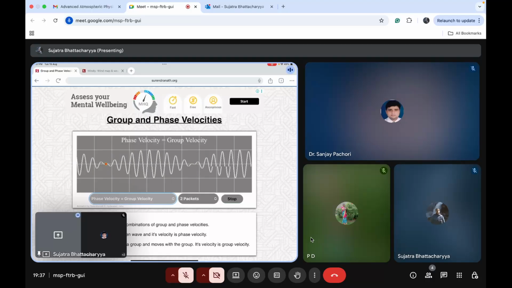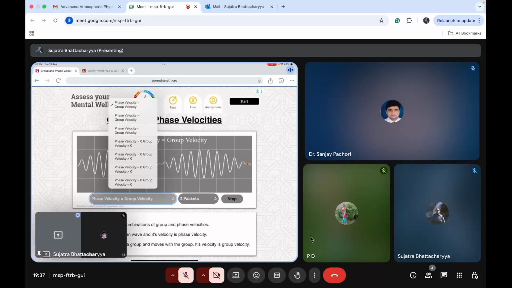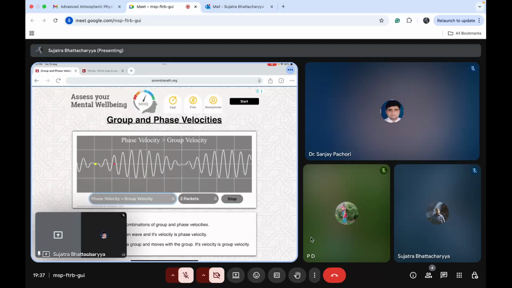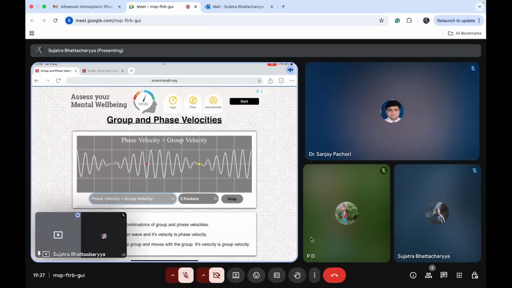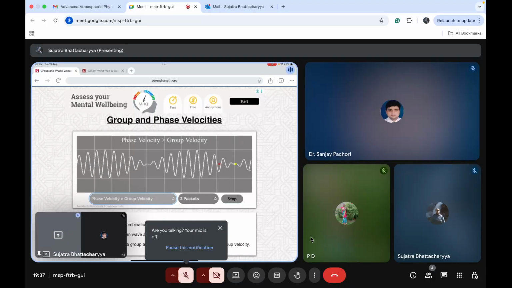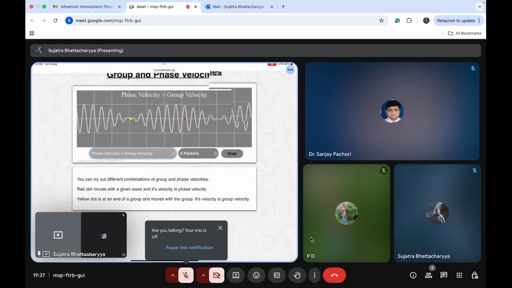Okay. Now, how will you understand that wave packets are changing with time? When you make phase velocity say greater than group velocity. See, now the wave packets are changing with time. You can clearly see it. And this yellow dot is your group velocity, and the red dot is your phase velocity.